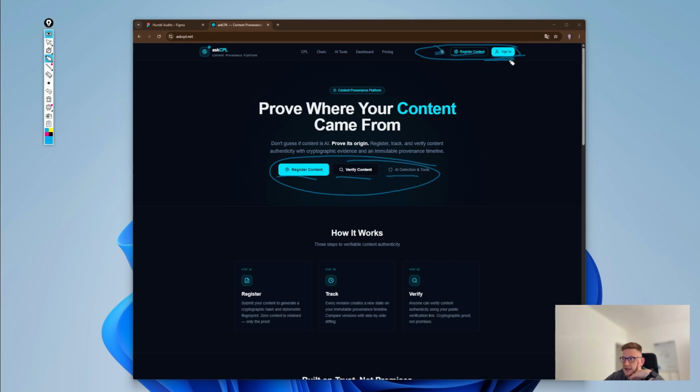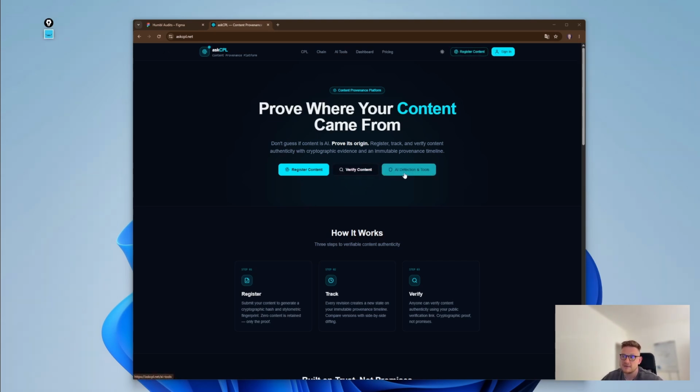Also, you have sign in right here, but sign in is not here, and the register content is blue and sign in is blue. So if they are both blue, they should tell the same thing. All right. And then register content right here is outlined and right here it's blue. Where is verify content here? Does it mean that verify content is not important, so it's not at the top? If it's true, same with AI detection, it shouldn't be here at all.